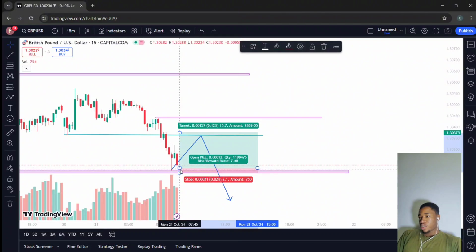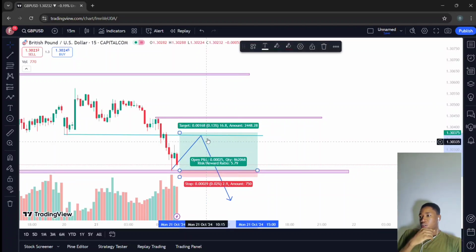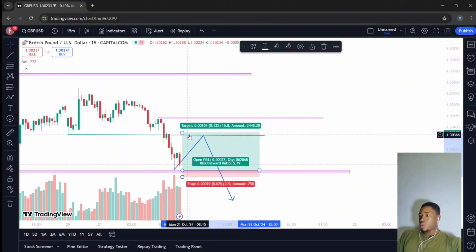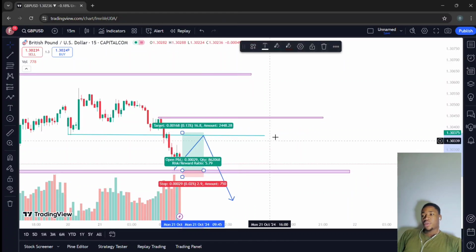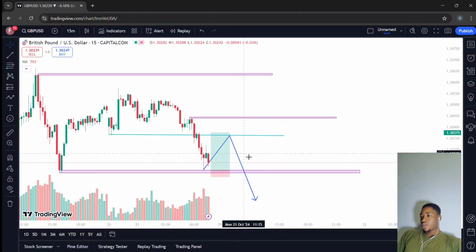And we just pray it doesn't break this, our support. If it doesn't break the support, then we'll buy. So this is what we're looking at. Support. So let me talk a bit.